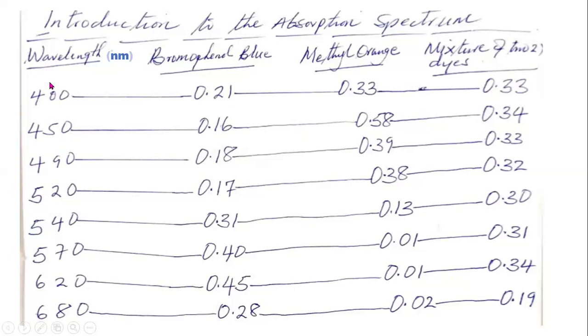These values are going to be useful in plotting the absorption spectrum for each of these dyes. So we have wavelength and absorbance: absorbance against wavelength for bromophenol blue, for methyl orange, and for the mixture of the two dyes. We are going to plot the absorption spectrum for the three, that is the two dyes and the mixture, on the same axis. So you scale your axis. You choose a suitable scale, because look at the values you have here. The wavelength is going to be on the x-axis, and the absorbance on the y-axis.